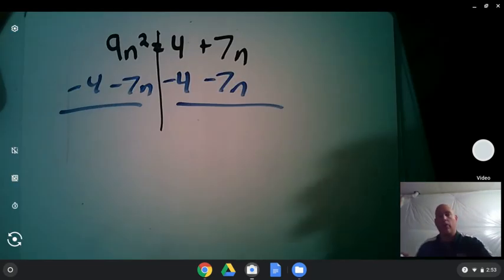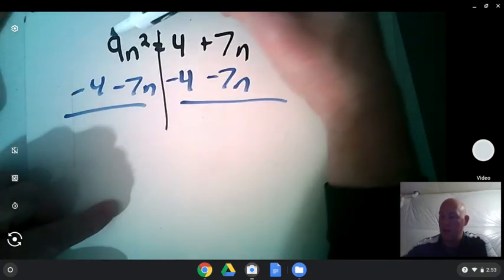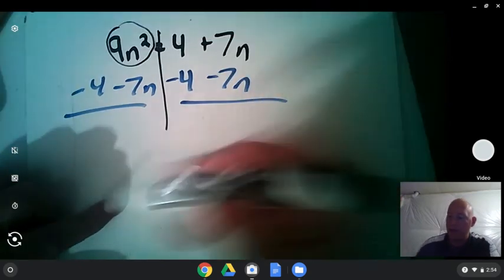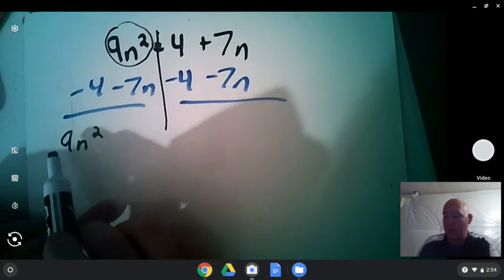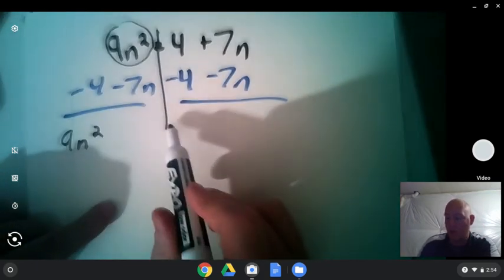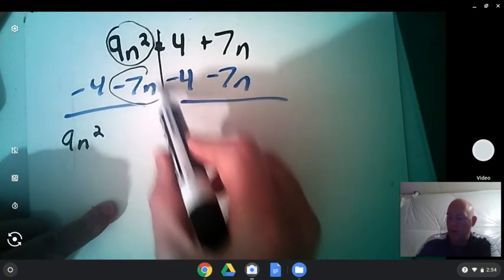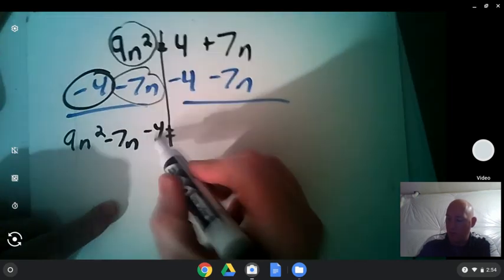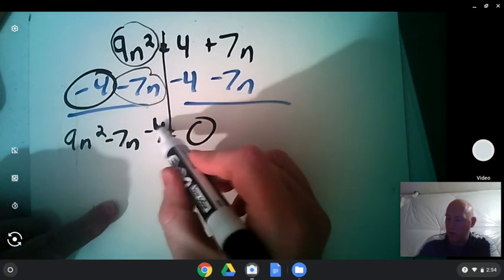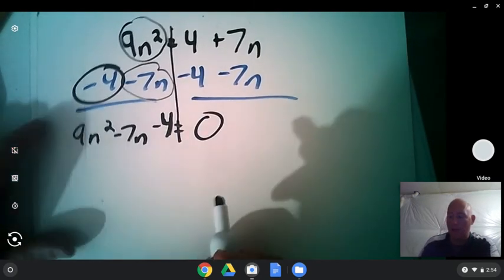Well, remember, you can only add or subtract like terms. So as I'm doing this, 9n squared is the only n squared, so it drops down. Now I want to go in descending order. Remember, standard order, we've been doing that for a couple months now. The negative 7n goes next, then the negative 4, and that's all going to equal 0. And so now we would have our A, our B, and our C.